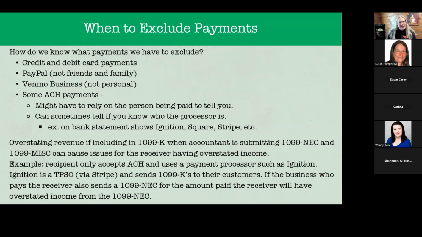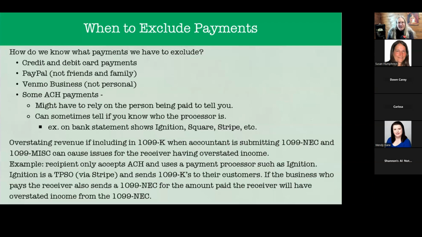How do we know what payments we have to exclude? For years, it was always credit and debit card payments. Those were really easy to tell because they were not a check. But now they're getting a little bit harder to know for sure what's a credit or a debit card payment, because sometimes ACHs look like debit card payments on the bank statement. PayPal, but not if it's a PayPal friends and family account.